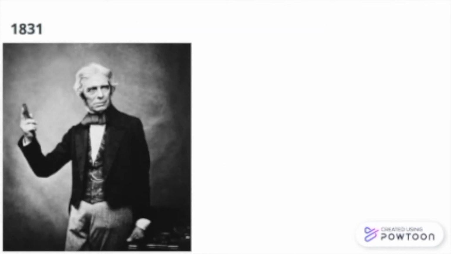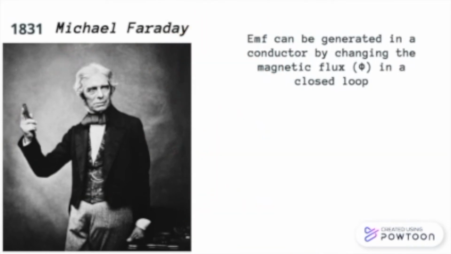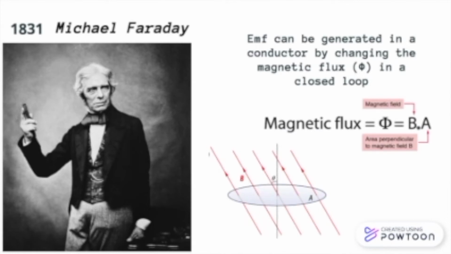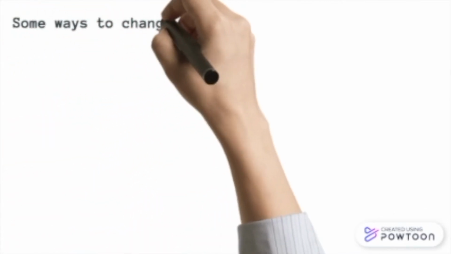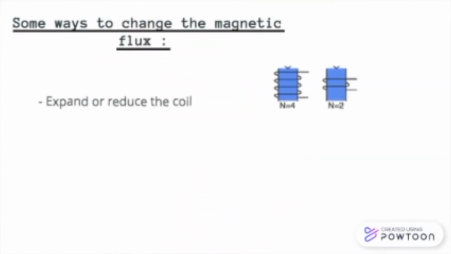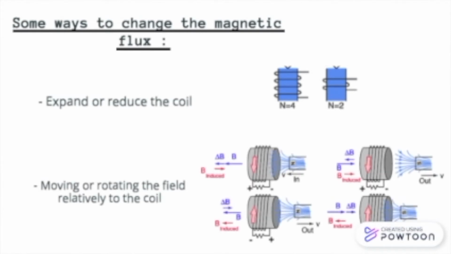In 1831, Faraday discovered that EMF could be generated in a conductor by changing the magnetic flux in a closed loop. We could define magnetic flux as the component of magnetic field passing perpendicular to a given surface, which is just the dot product between the magnetic field vector and the unit vector normal to the surface. The notion of flux is closely related to the area considered. Therefore, we can change the magnetic flux not only by changing the magnetic field, but by changing the surface that it goes through. For example, the magnetic flux through a coil can be changed if we expand or reduce the coil, or by rotating it relative to the field.